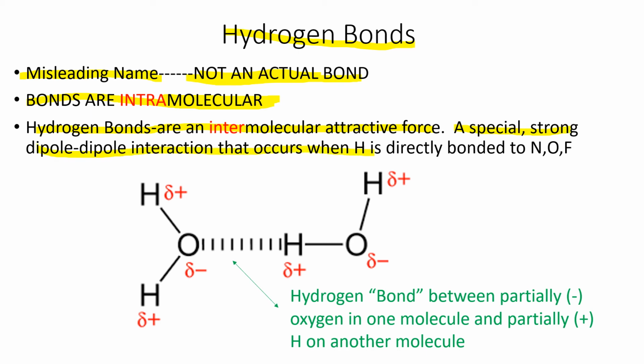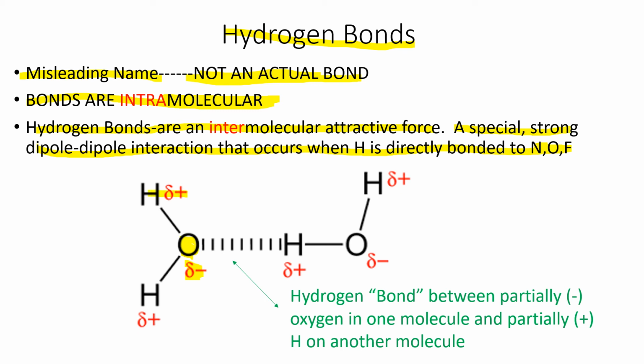This occurs when you have hydrogen directly bonded to a very, very electronegative element like nitrogen, oxygen, or fluorine. Here we're going to show this with two different water molecules. In the water molecule on the left, we can see oxygen is much more electronegative than the hydrogen. That means we're going to have a delta minus set up on the oxygen, a partial negative charge on the oxygen.